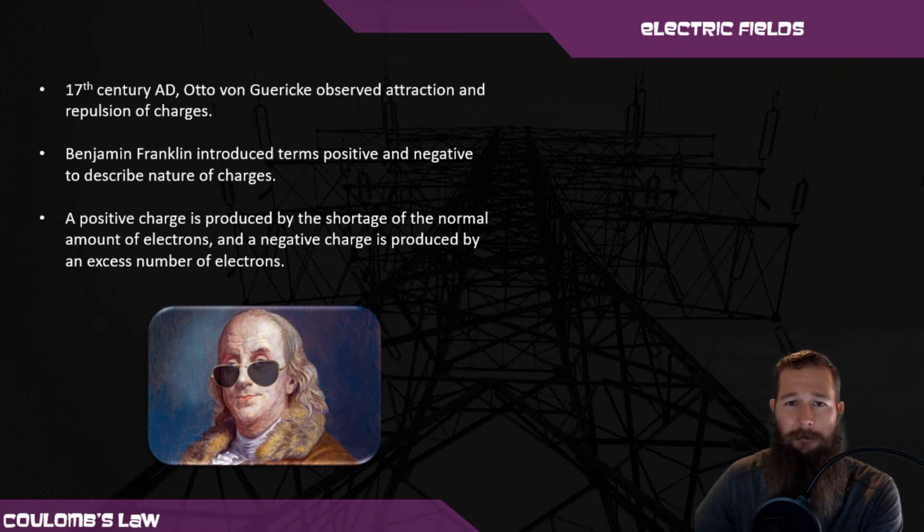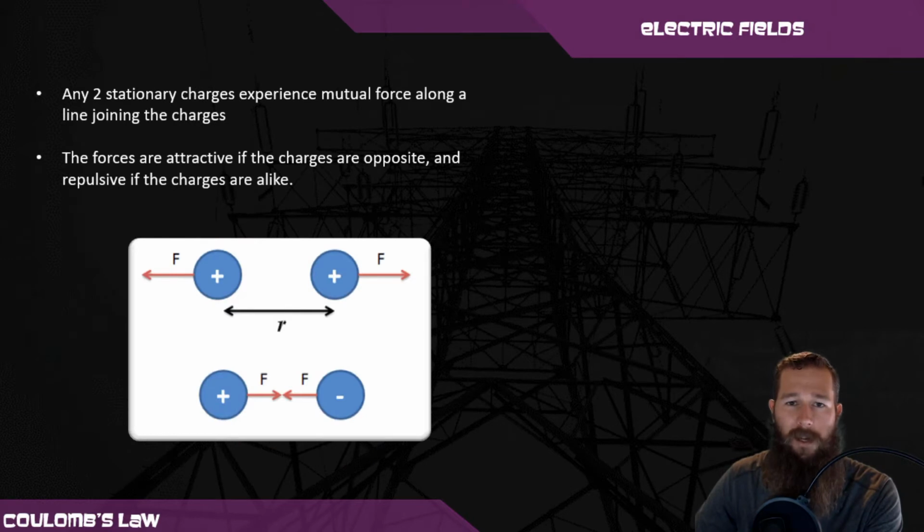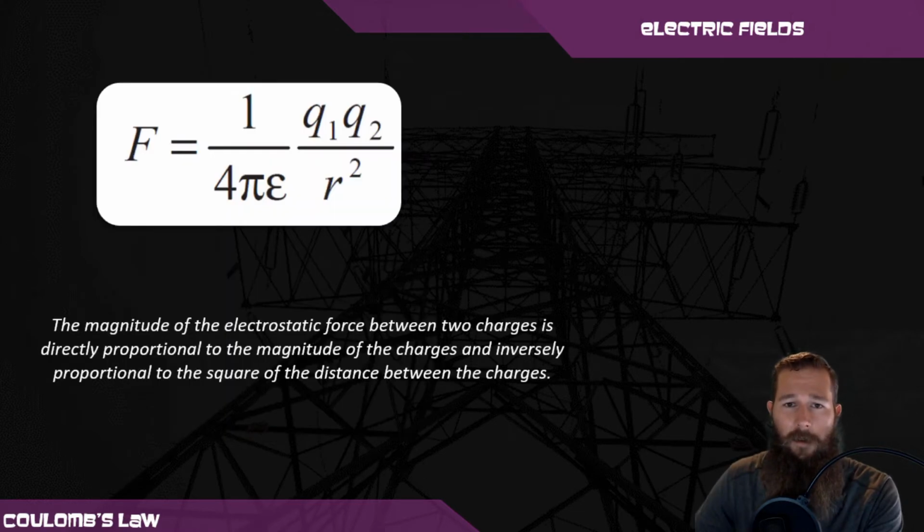Now, when we have two particles that are charged in the vicinity of each other, there's a force that is experienced by both these charges. The force is repulsive if both the charges are the same, and attractive if the charges are different. Coulomb's law states that the force experienced by both the charges is directly proportional to the magnitude of the charges and inversely proportional to the square of the distance between them.